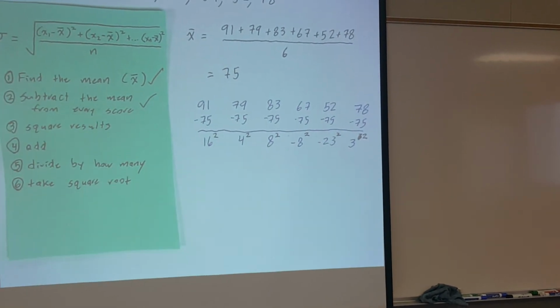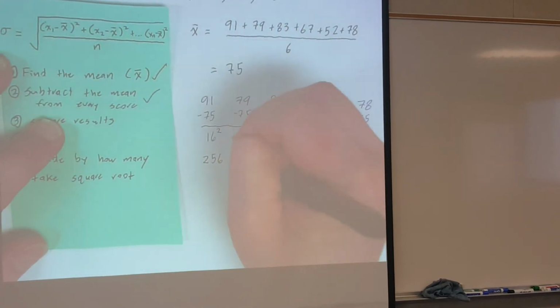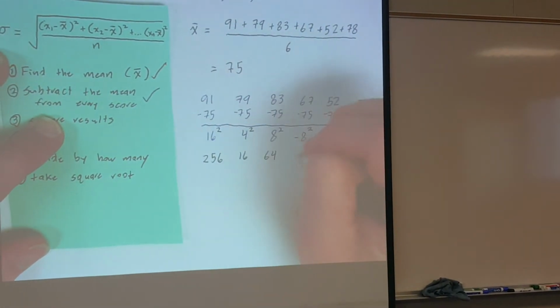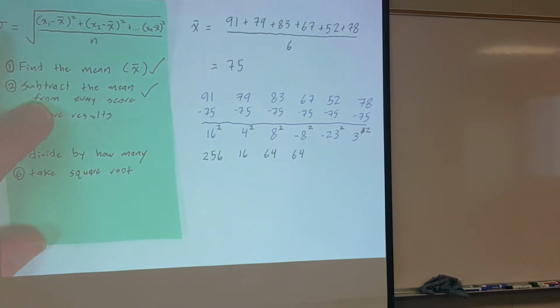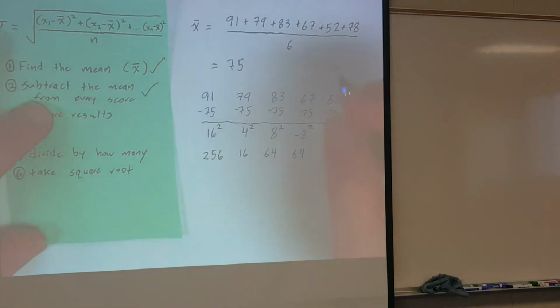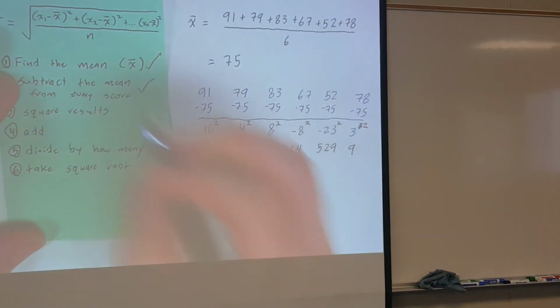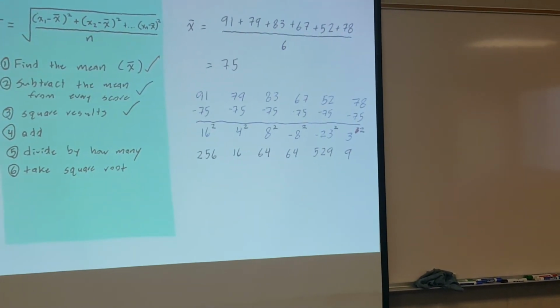So 16 squared is 256. 4 squared is 16. 8 squared is 64. Negative 8 squared is also 64. Remember, the sign doesn't matter. 23 squared is going to give us 529. And 3 squared is 9. So there you go. We just did step 3 where we squared all our results.